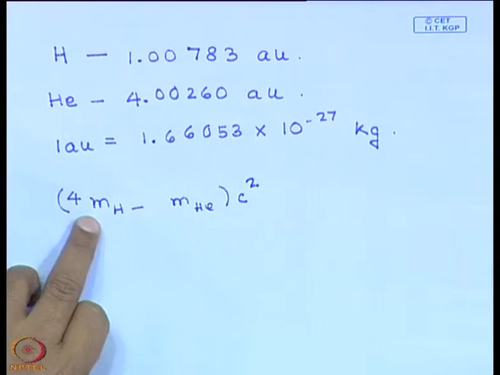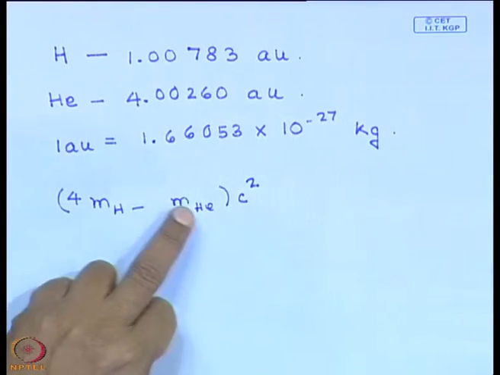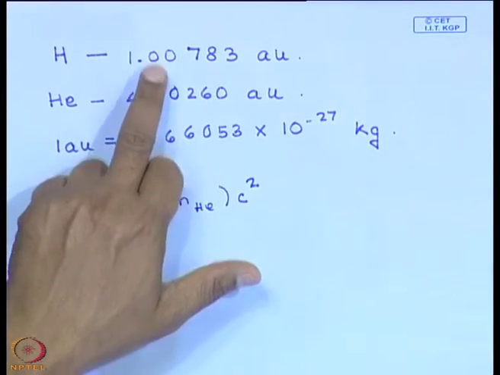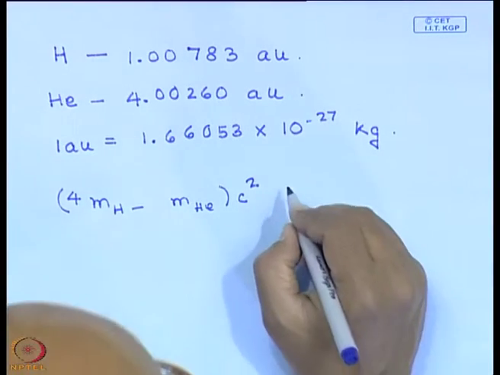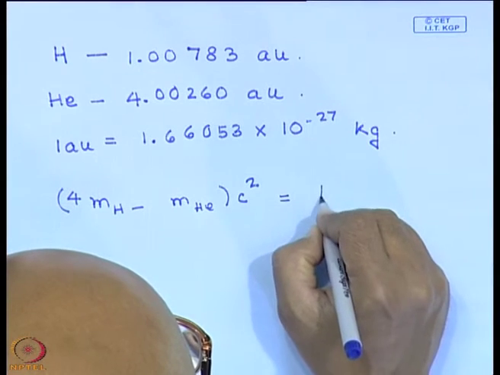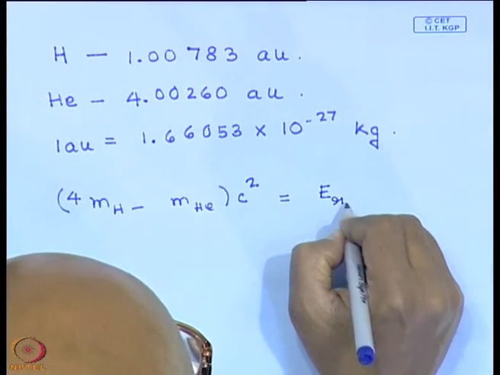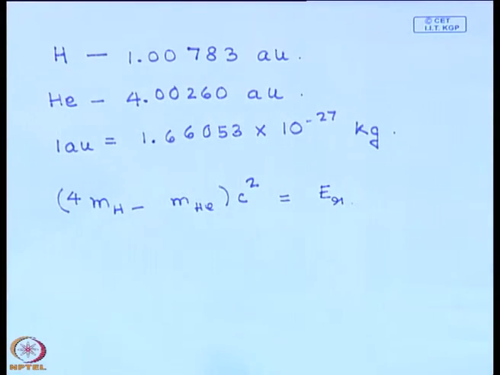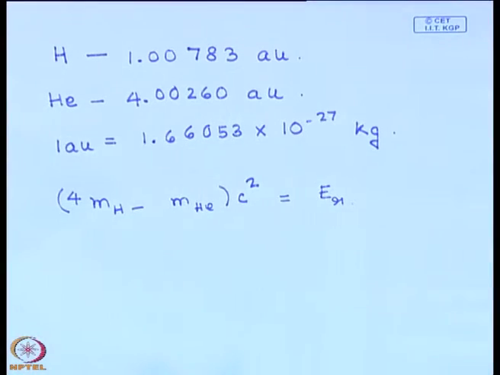That is 4 times the mass of a hydrogen atom minus the mass of helium, and you can see that there is a considerable difference between these two. This is the energy which is released in this reaction, not necessarily transferred to the material in the sun. The part in the neutrino is just lost. The rest of it is transferred to the sun.